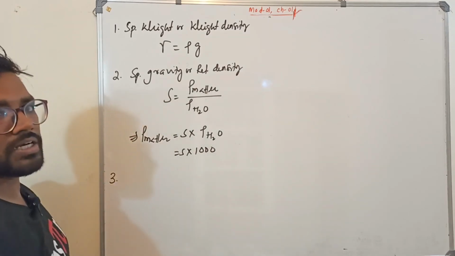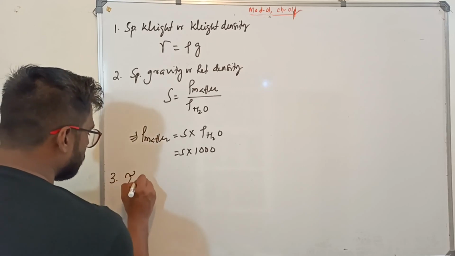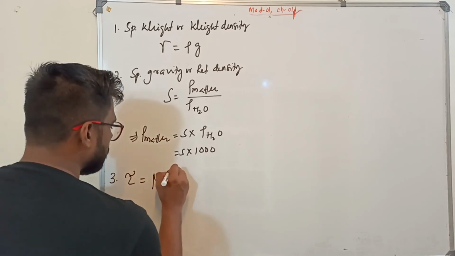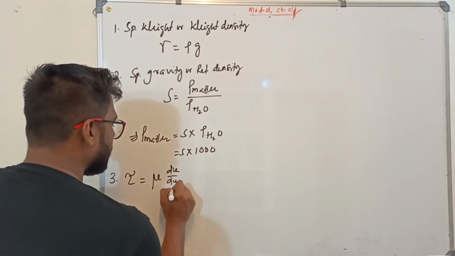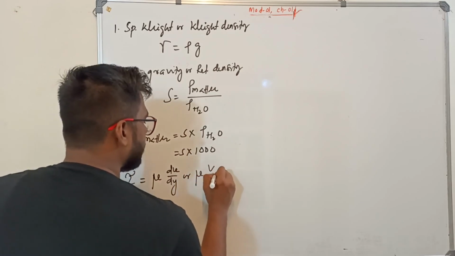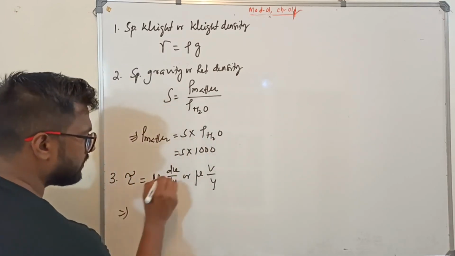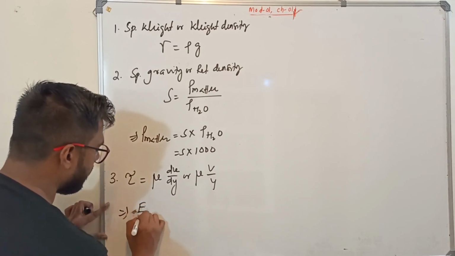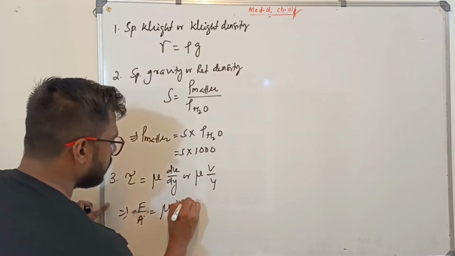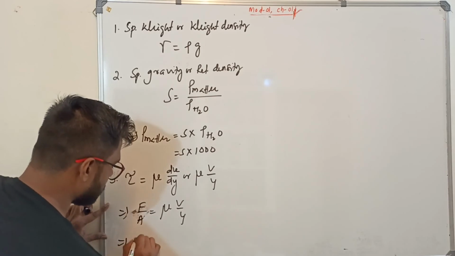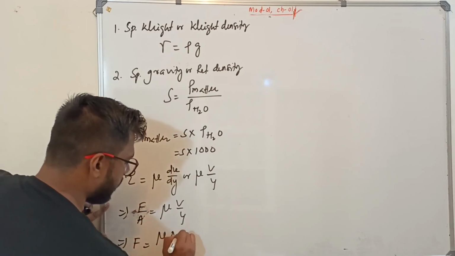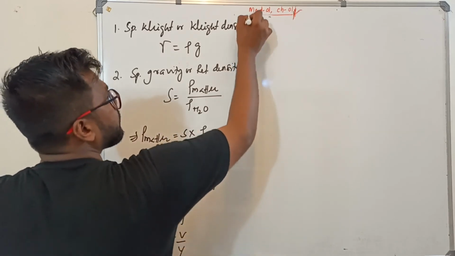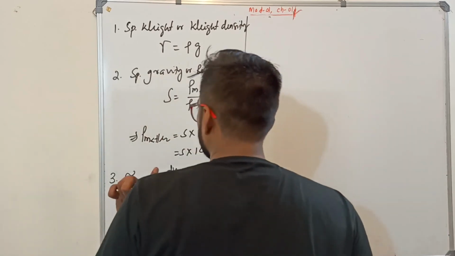Then we studied Newton's law of viscosity. We studied tau equal to mu du by dy or mu v upon y. And tau is F by A. F by A is equal to mu v upon y. This implies the shear force equal to mu A v by y. We have studied this Newton's law of viscosity.